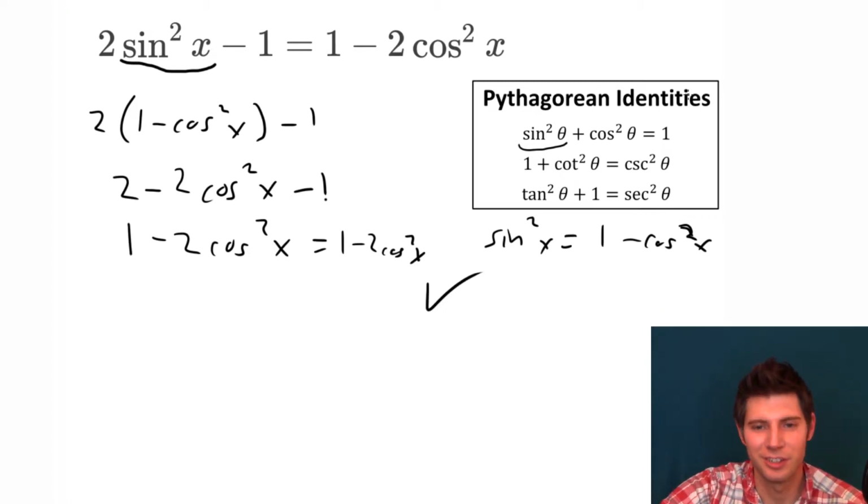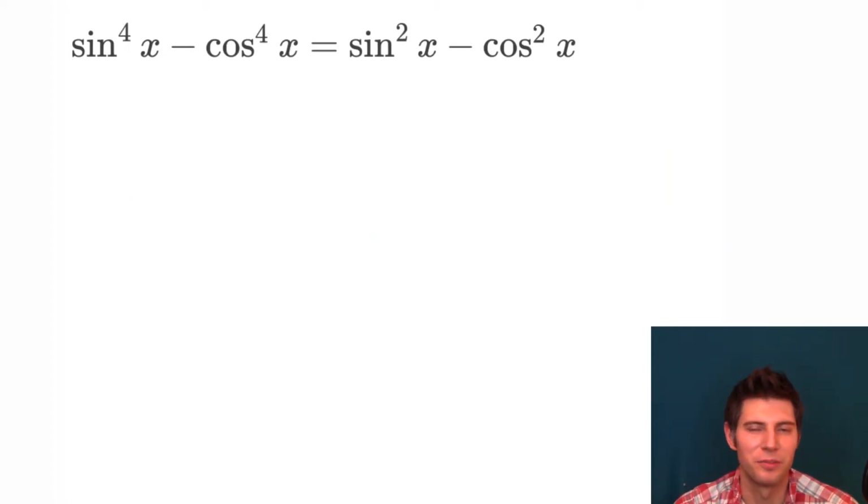Let's do the next one. All right, so this one's fun. We got some fourths here. So the Pythagorean identities don't really apply when it's a fourth. It's only when it's squared. But what is going on here is a difference of 2 squares.